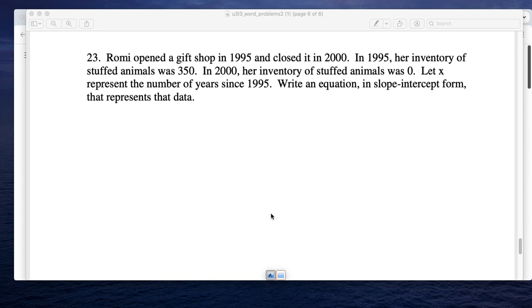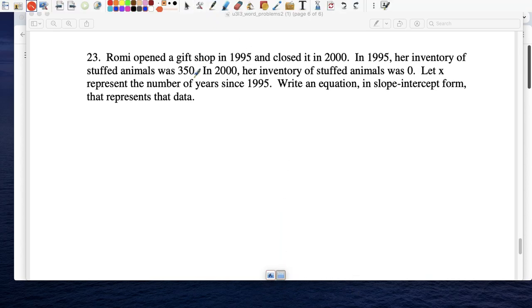All right, last question. A gift shop opened in 1995 and closed in 2000. In 1995, the inventory of stuffed animals was 350. In 2000 it was 0. Let x be the years.